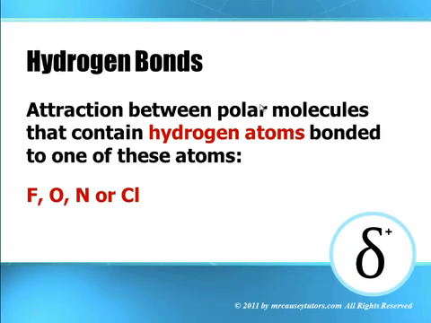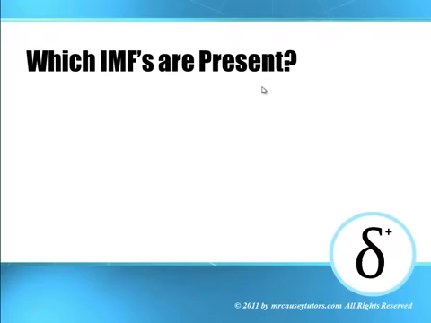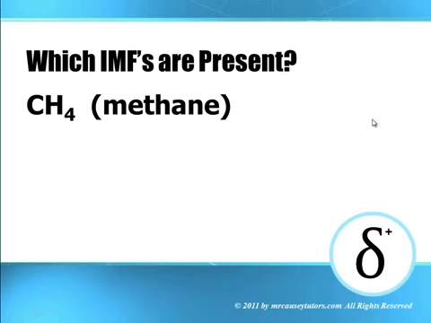And the hydrogen bonds are the strongest of these IMFs, and it's hydrogen bonds that give water so many of its neat characteristics, like the ability to pour water up to the edge of a glass and even a bit over the edge before it spills over. So very cool. All right, let's do which IMFs are present in methane, CH4.